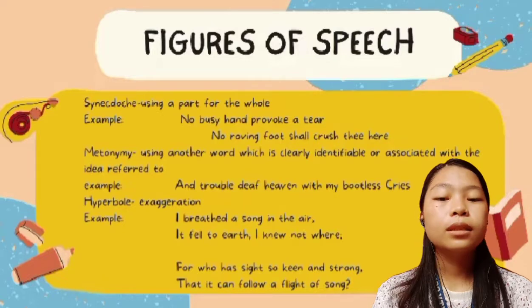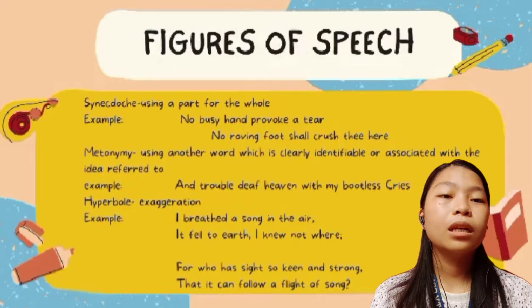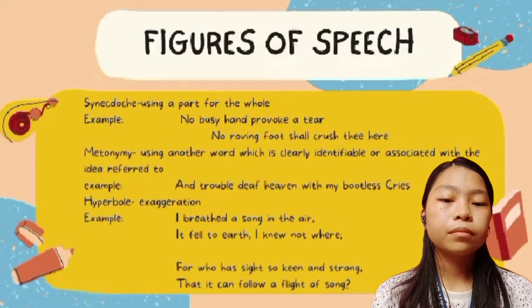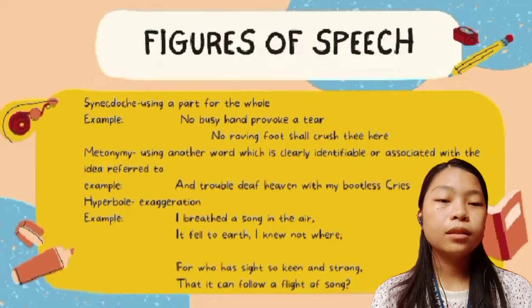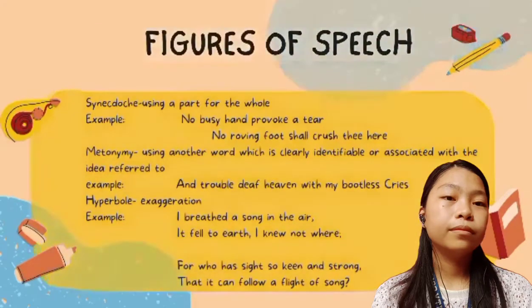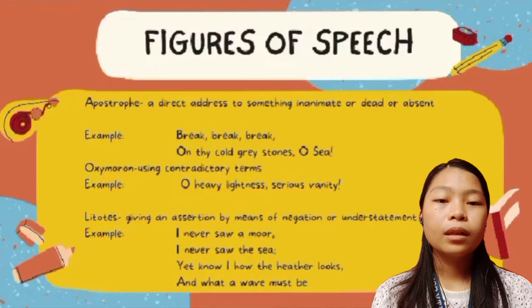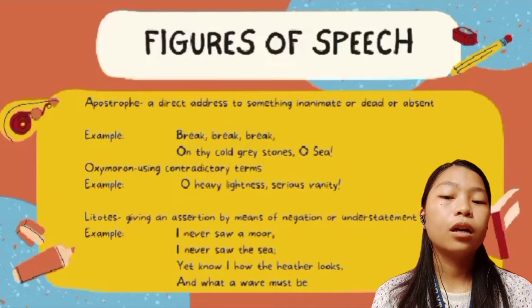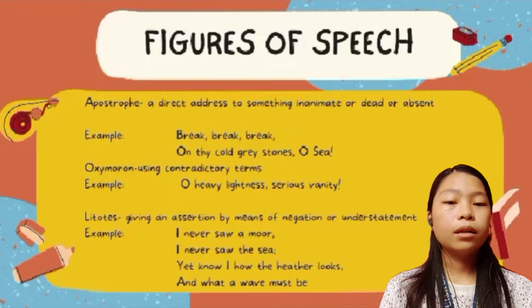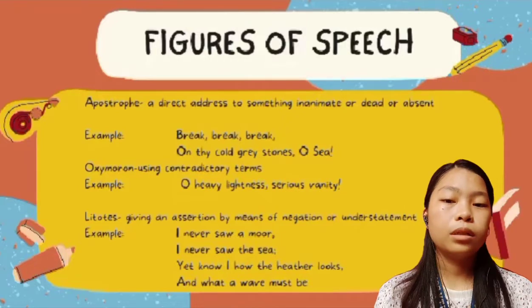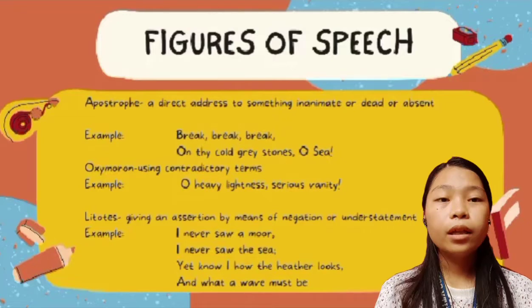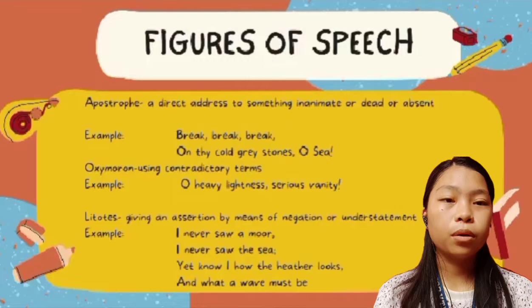Alright, so the next one is hyperbole. It simply means exaggeration. For example, I breathed a song in the air. It fell to the earth, I knew not where. For who has sight so keen and strong, that it can follow a flight of song. So for the next figure of speech, that would be apostrophe, a direct address to something inanimate or dead or absent. For example, break, break, break, on thy cold gray stones, O sea. Alright, so the next example would be oxymoron, using contradictory terms. Example, O heavy lightness, serious vanity.